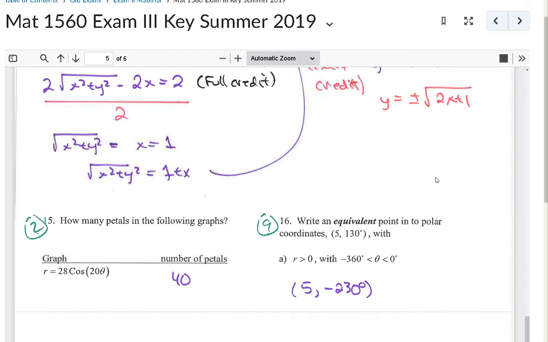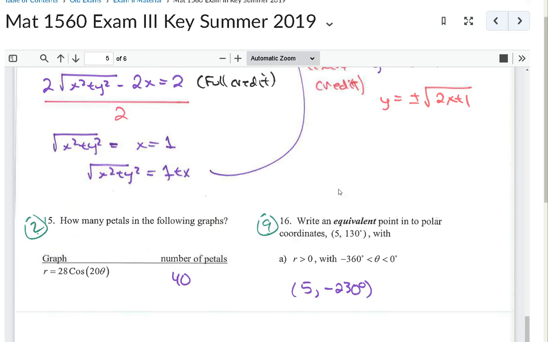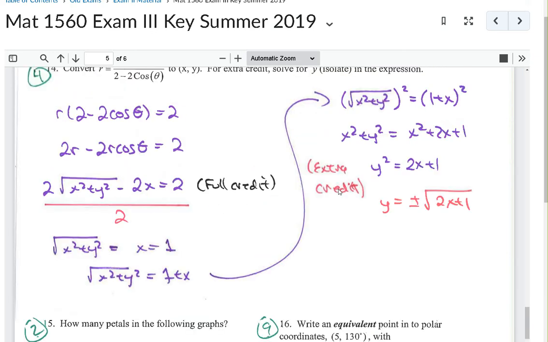Trying to think what the graph of that would look like. I guess it'd be a parabola. Yeah, it'd be a parabola in y squared, so it would face to the right. That much you're not responsible for.